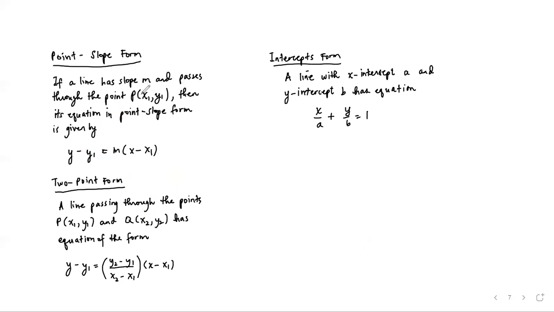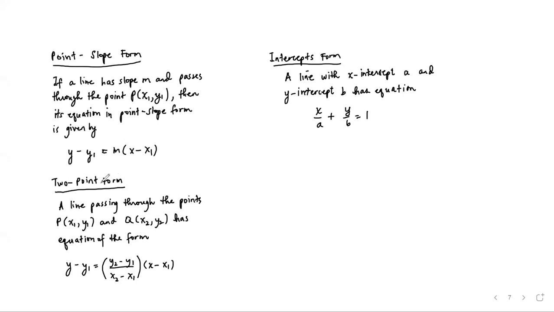Now, there are other forms of the equation of a line, and let us discuss them one by one. So the first one will be the point-slope form. If a line has a slope m and passes through the point P with coordinates (x1, y1), then its equation in point-slope form is given by y minus y1 equals m times the quantity x minus x1.